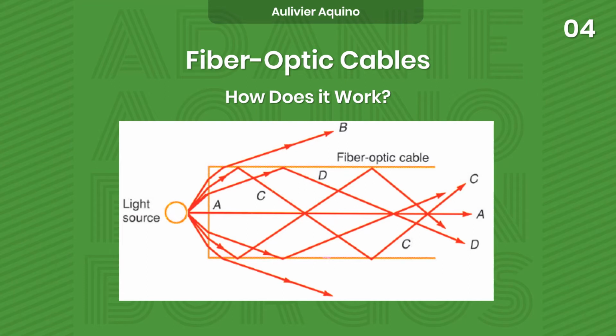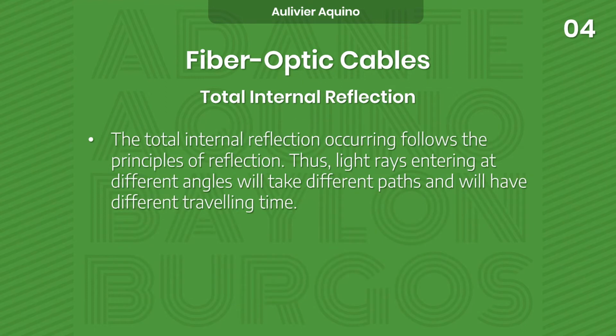Light beams C and D have an angle of incidence that is greater than the critical angle, thus total internal reflection occurs. And since the angle of incidence will be the angle of reflection, it will be able to get reflected again. Light beams C and D bounce back and forth between the surfaces until they exit at the other end of the cable. In the prior figure, total internal reflection was observed. The total internal reflection occurring follows the principles of reflection. Thus, light rays entering at different angles will take different paths and will have different traveling times.